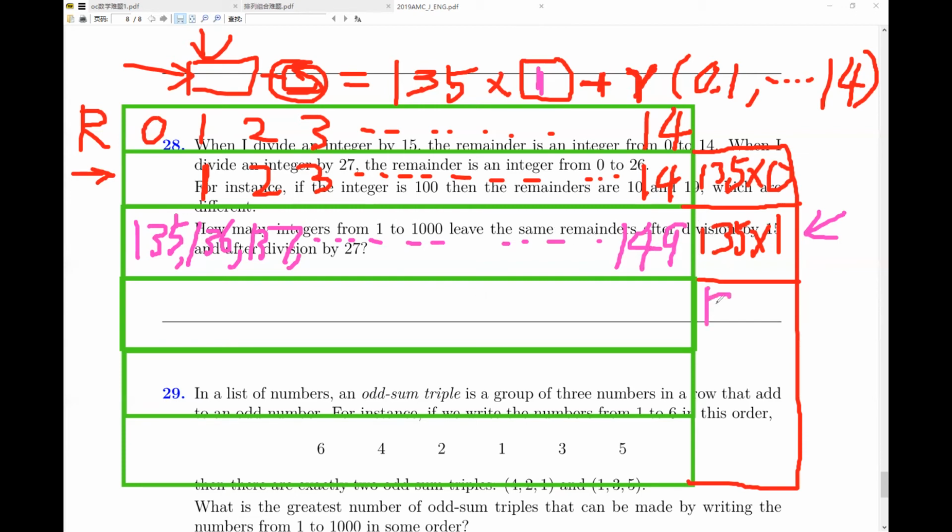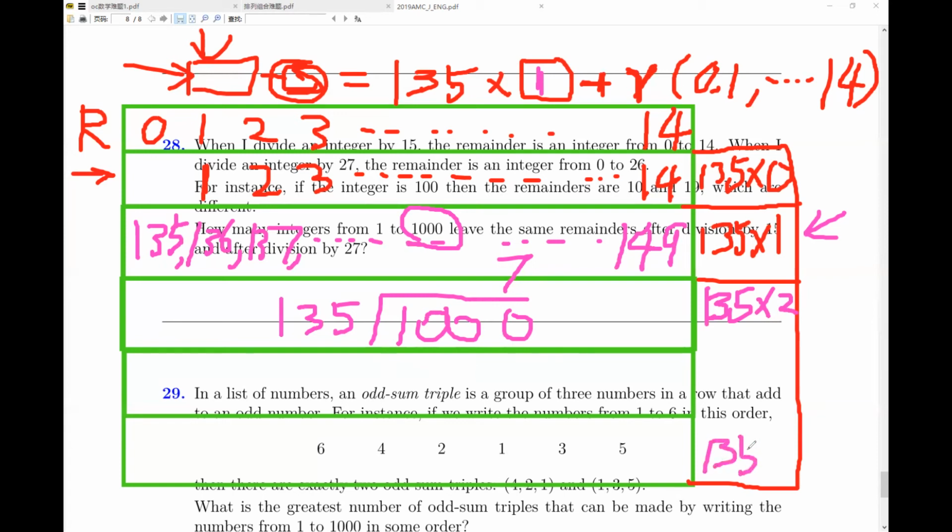Okay, keep going. 135 times 2. Because we know the largest one should be less than or equal to 1,000, we just find out the last multiple of 135. We just use 1,000 divided by 135. See how many multiples there are? This is 7, I think. Yes, 7. If it's 8, it's more than 1,000. So 135 times 7 is less than 1,000. Good. So the last one is 135 times 7.